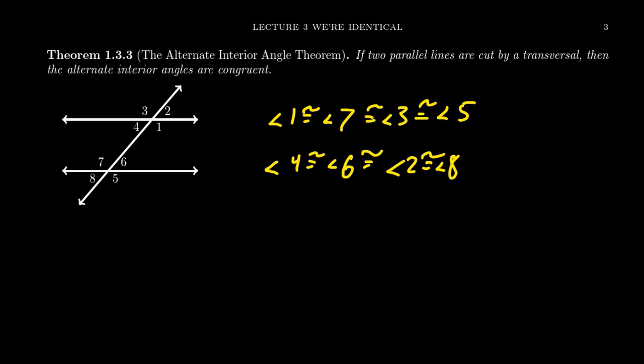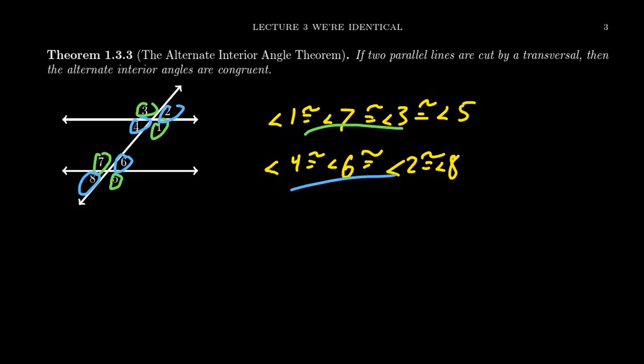You get the odd ones, 1, 3, 5, and 7. They're all congruent to each other. And you get the even ones, 2, 4, 6, 8. Those are all congruent to each other as well. So with this pair of parallel lines with a transversal, we do get these congruence pairs.